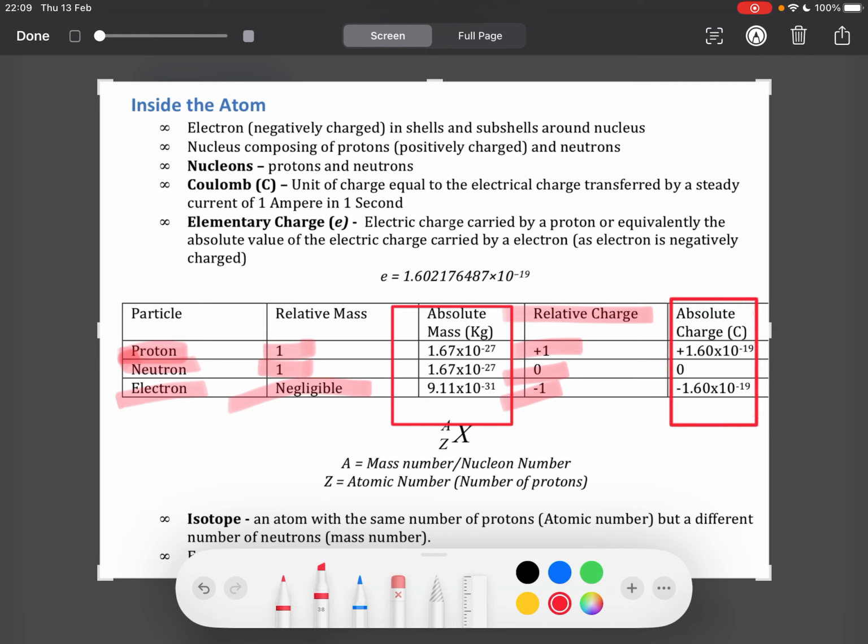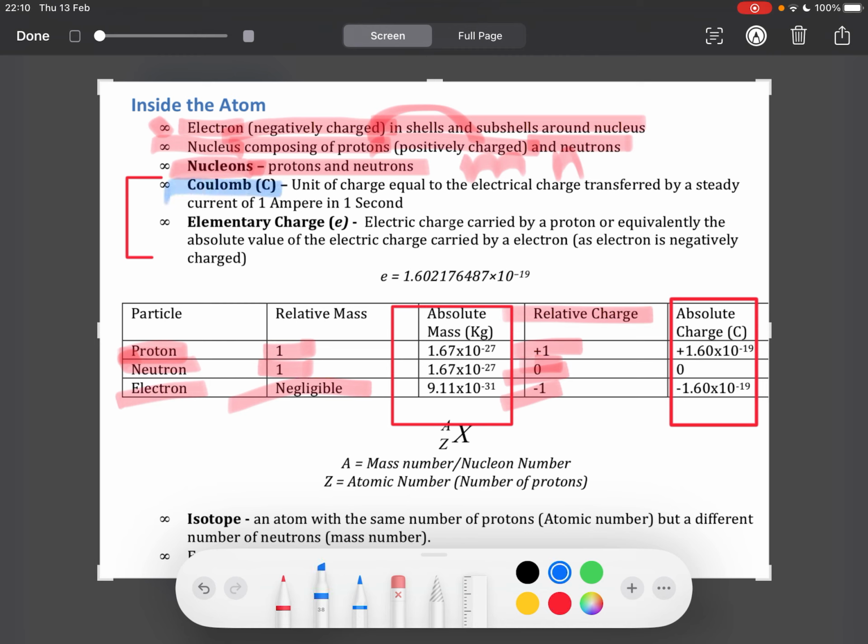Before we go into these, did you know that electrons, which are negatively charged, are in shells and subshells around the nucleus, and that the nucleus is composed of protons, which are positively charged, and neutrons, which have no charge? The nucleons are basically the protons and the neutrons, which make up the mass number. And then we have something important, something more into electricity, etc.